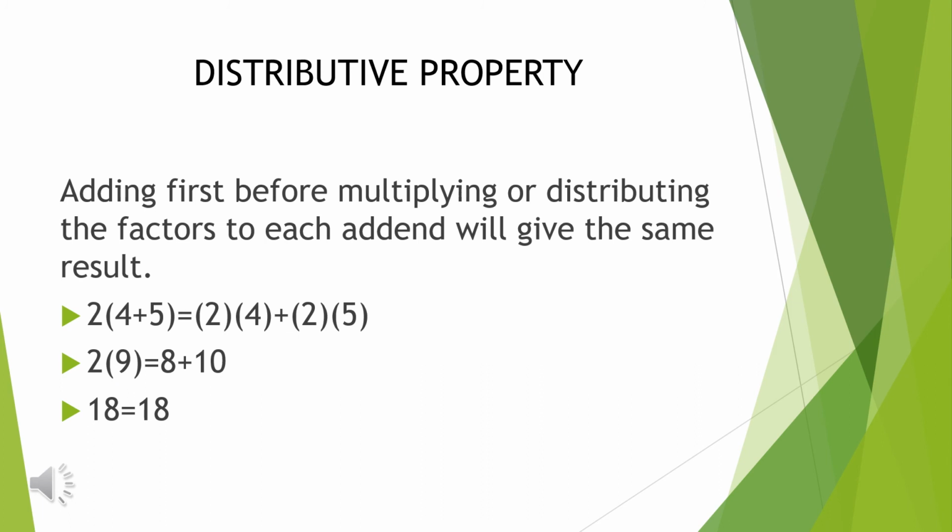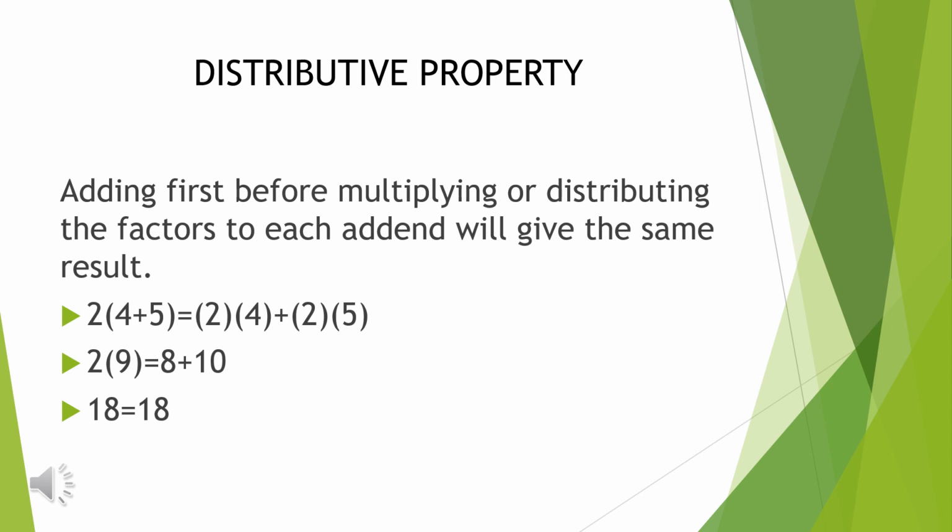We have distributive property. Adding pairs before multiplying or distributing the factors to its addend will give the same result. So, if we multiply 2 by the quantity of 4 plus 5, what is the quantity of 4 plus 5? The answer is 9. So, 2 times 9 is 18.